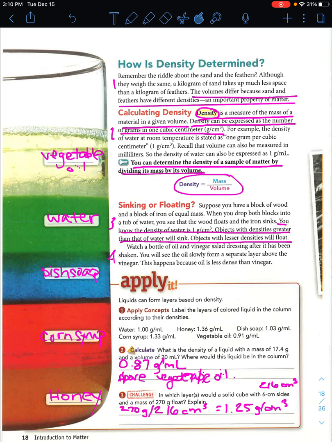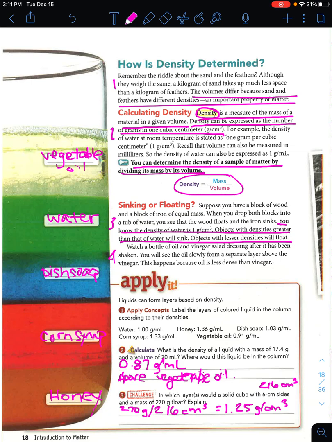So 1.25. Let's take a look. My honey was 1.36, so it's less than honey. Let's take a look at corn syrup. My corn syrup was 1.33. That's still more, so that's going to be below my cube too. So let's take a look at my dish soap. My dish soap is 1.03. Perfect. So now I know that my cube is going to go between the corn syrup and the dish soap.